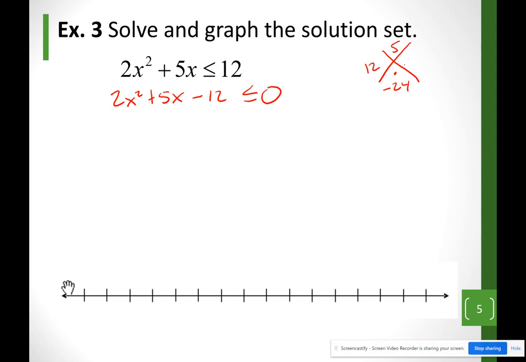So I'm thinking of 12 and a negative. Oh, no. Two numbers that multiply to negative 24 but add to 5. Thinking 3 and 8, negative 3, positive 8. Because my first number is not a 1, in order for me to factor this, I'm thinking 2x squared minus 3x plus 8x minus 12.